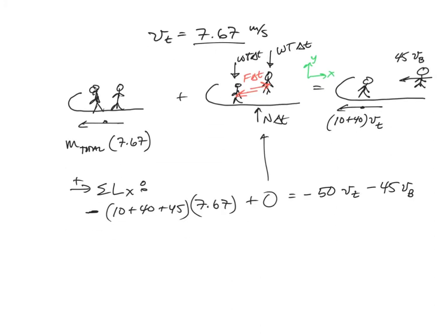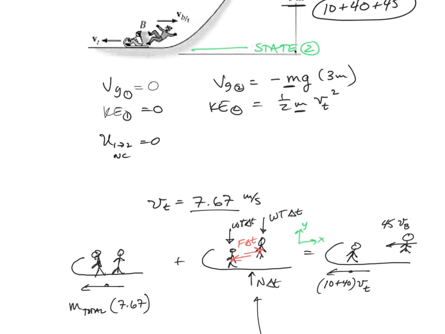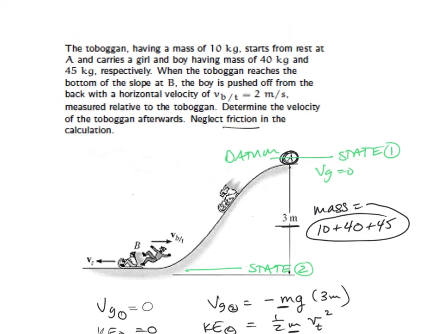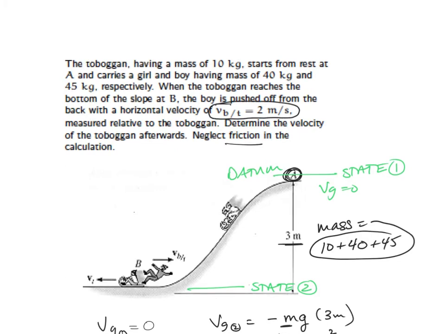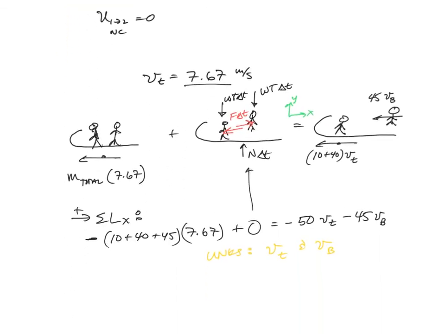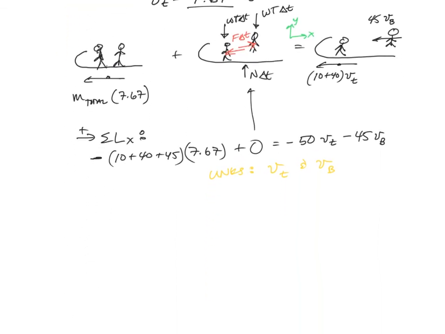So fortunately we end up with one equation and two unknowns. So the unknowns here are going to be the velocity of the toboggan and the velocity of the boy. And so we're just going to scan right back up to the problem statement. And as we re-look at that, we see that we're told something about a relative velocity. So we're going to end up using kinematics to give us another equation here.